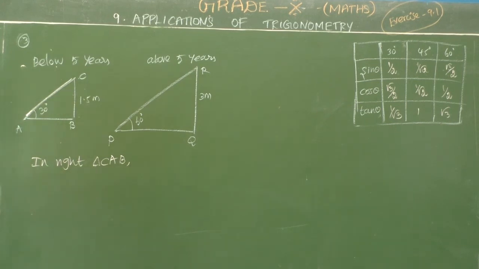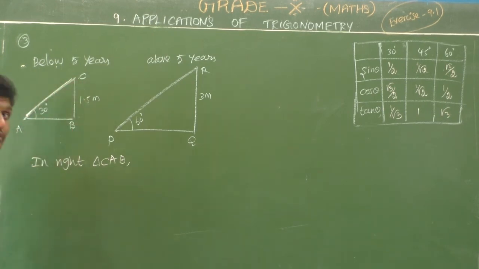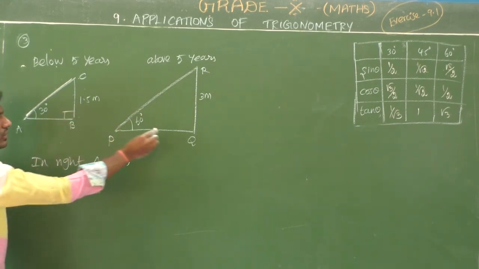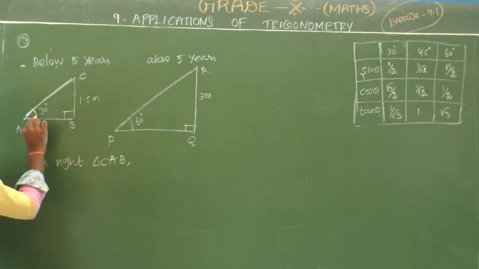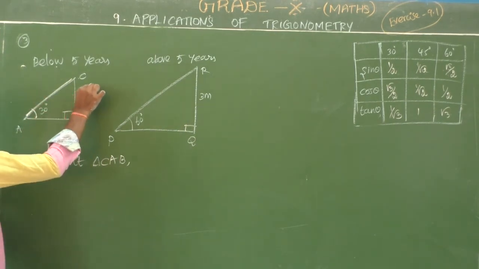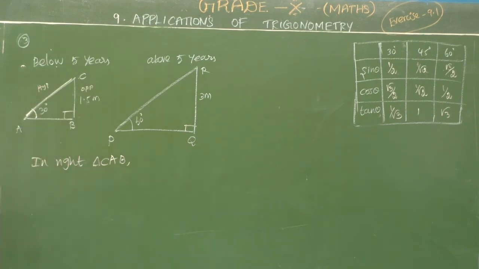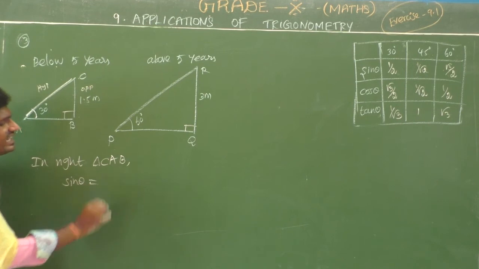So here I am going to calculate the length of AC. Should I use sine, cos or tan? Tell me. This is the right angle. Opposite to the 30 degree angle is the opposite side, and this is your hypotenuse. Now I am going to find the length of the hypotenuse. Since the opposite side is given, simply take sine theta.